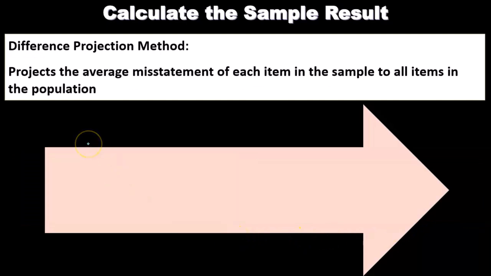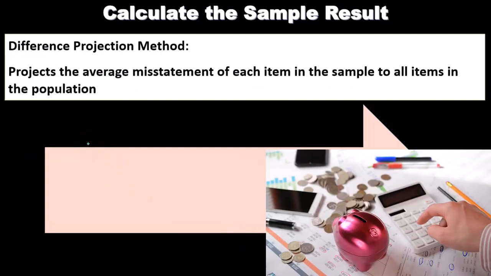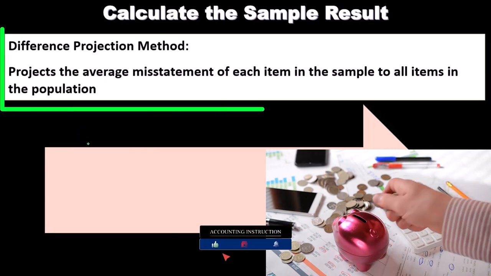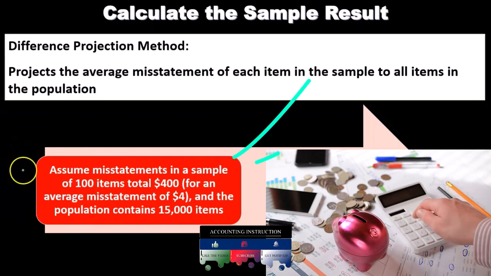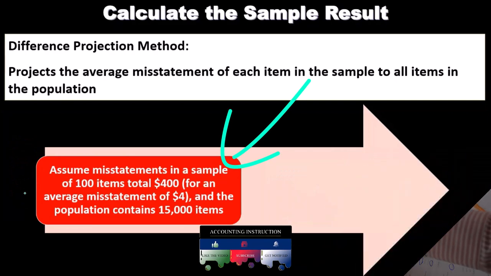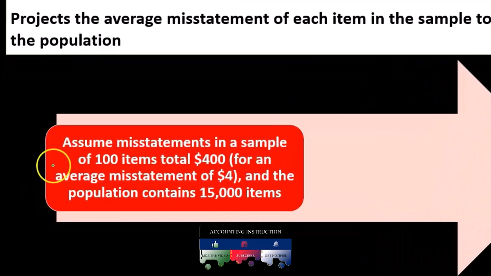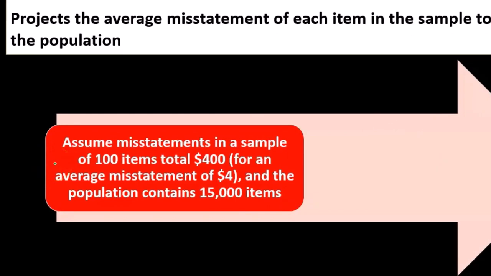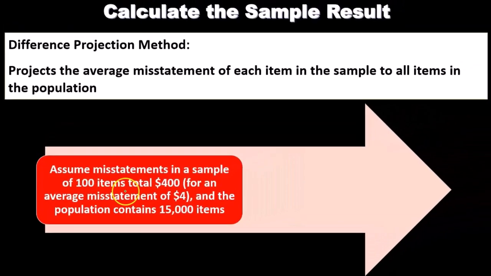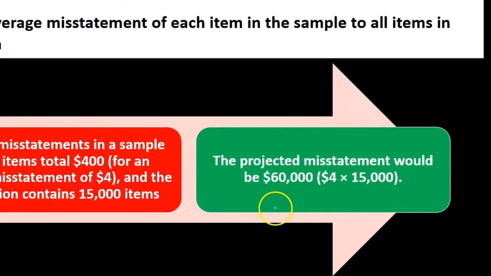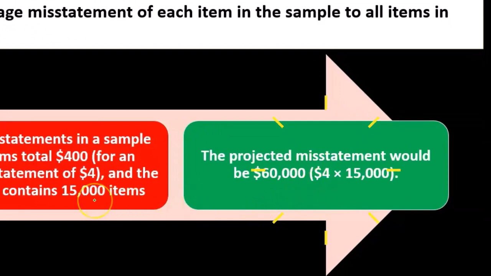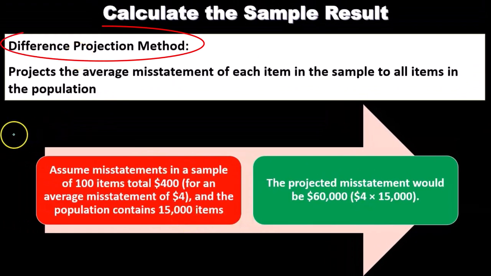Not the only method though, because we could use the difference projection method. It projects the average misstatement of each item in the sample to all items in the population. For example, assume the misstatement in a sample is 100 items that total $400. So 100 items, which total $400, is the misstatement, for an average misstatement of $4. So we're going to have the $4, which is the 400 divided by 100, and the population contains 15,000 items. The projected misstatement would then be 60,000, or the $4 times the 15,000 items. So that's going to be the difference projection method.